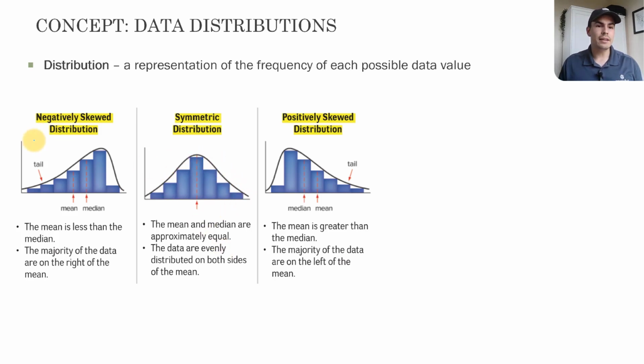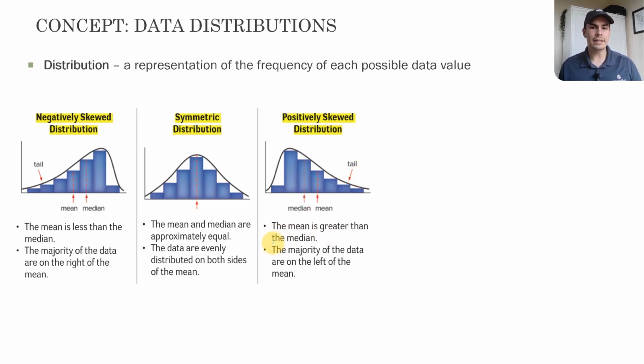Now we have negatively skewed and positively skewed distributions as well. Now remember, it's kind of hard to remember which one is which. You're always thinking about the tail end here. Where is the tail? Is the tail off to the left where the negative values on a number line are? Well, then that is negatively skewed. And if the tail is off to the right where the positive values in the number line are, that's going to be positively skewed. Okay.